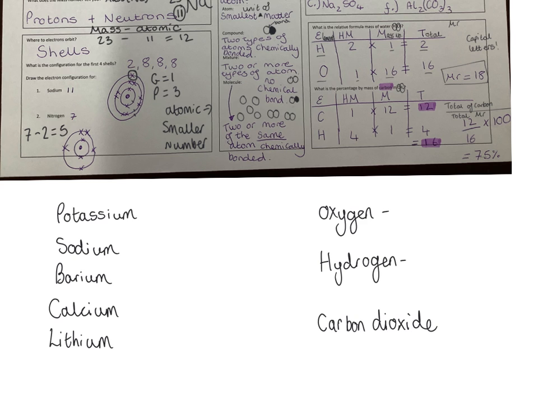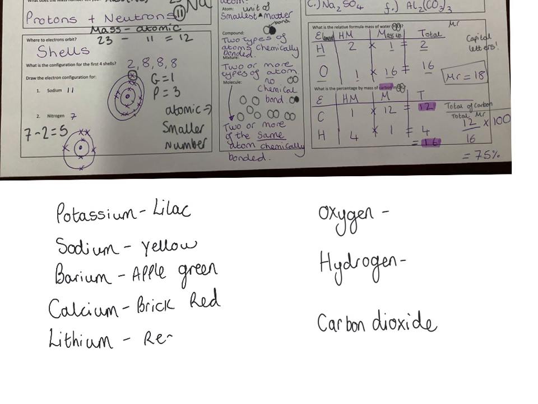Okay, I'm going to really quickly now run through the flame test colours, because that's something that we've been working on this term as well. So potassium gives a lilac flame, sodium gives a yellow flame, so you can write these on the back of your sheet to learn. Barium gives an apple green. Calcium then is brick red. Lithium is just red on its own. And then copper, the reason we use apple green is that copper is green, just for you to be aware.